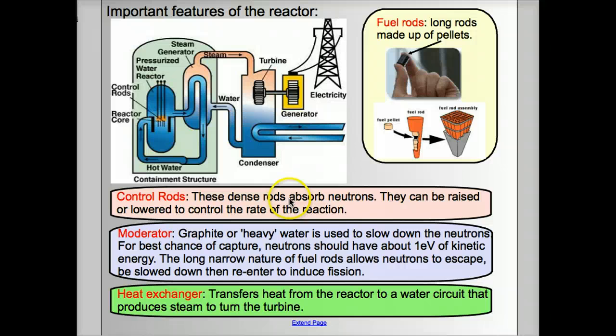The control rods, they're very dense material. They can be raised or lowered to control the rate of reaction. The moderator slows these neutrons down, and the heat exchanger removes the heat from the reactor core.